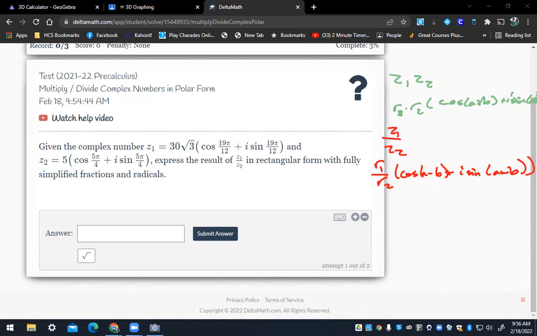I'll give you an example. So in this case, we're given that Z1 is this, and we're given that Z2 is this. So R1 in this case is 30 root 3. R2 in this case is 5. Okay.